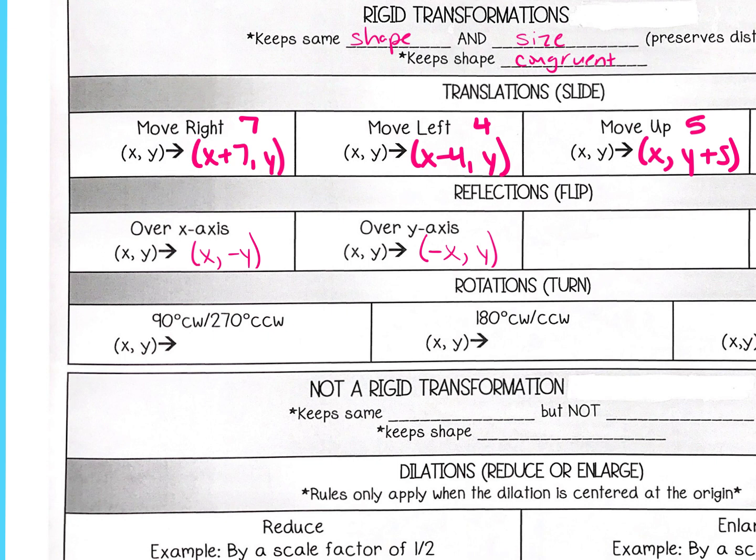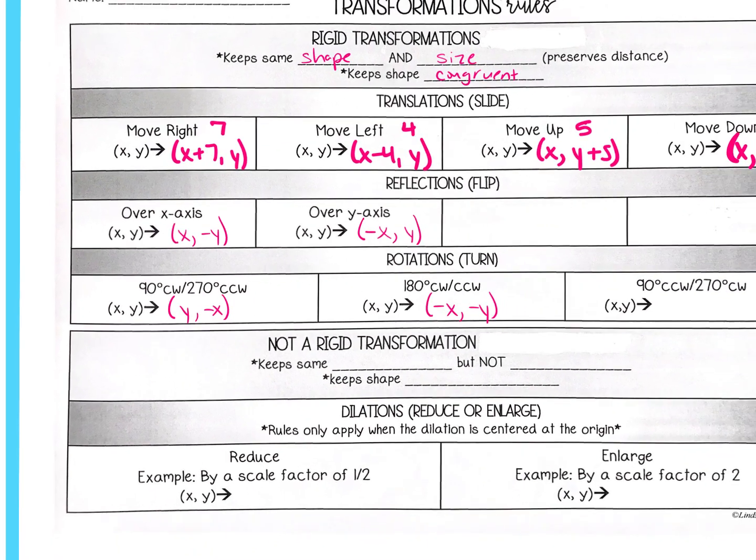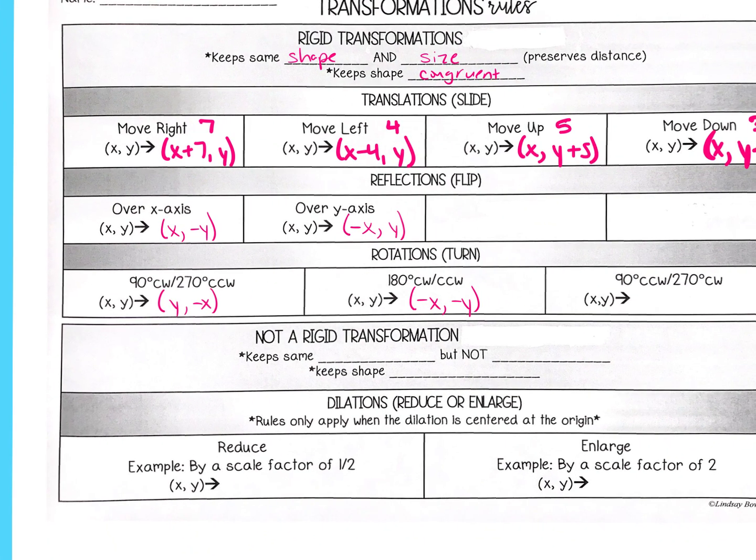Now for rotations, a 90-degree clockwise rotation goes to (y, negative x). It takes the original y and writes it first, and it changes the sign of x and writes it last. 180 degrees just changes both the x and the y signs. And then a 90-degree counterclockwise rotation changes the original y sign and keeps x the same.